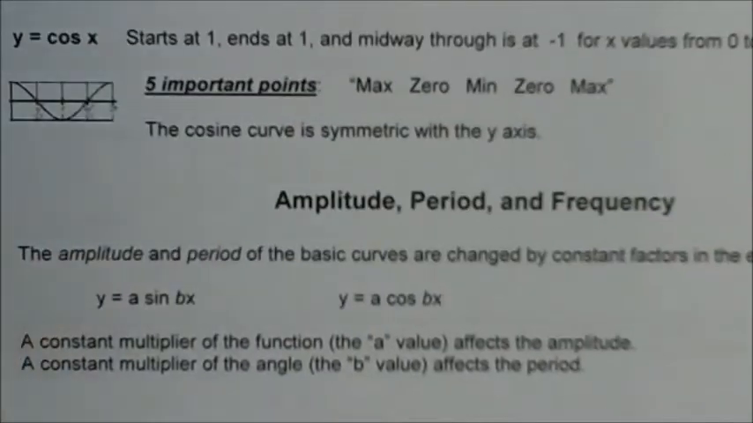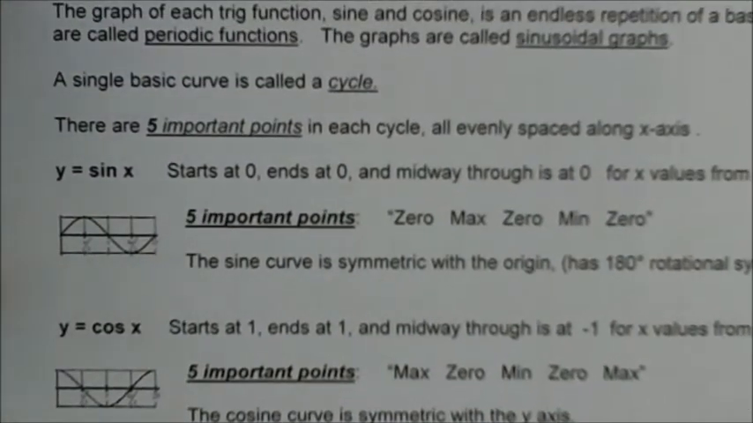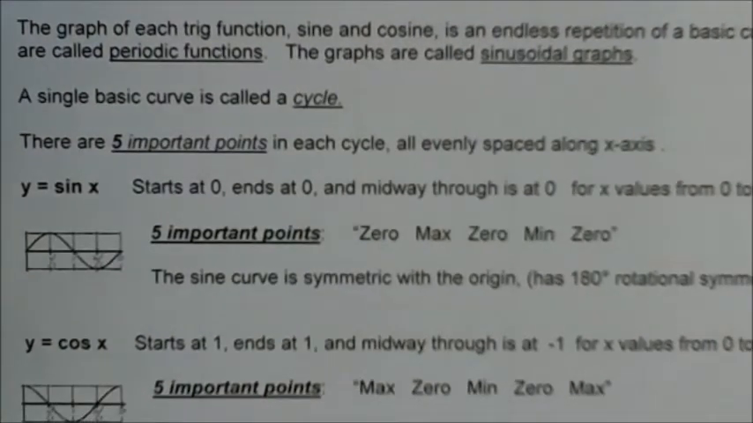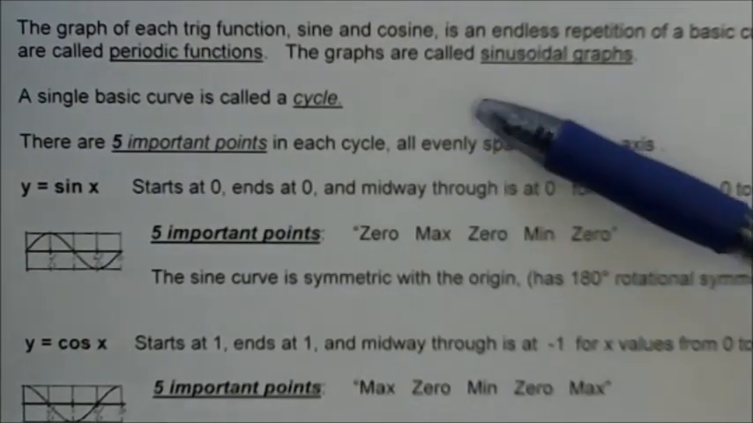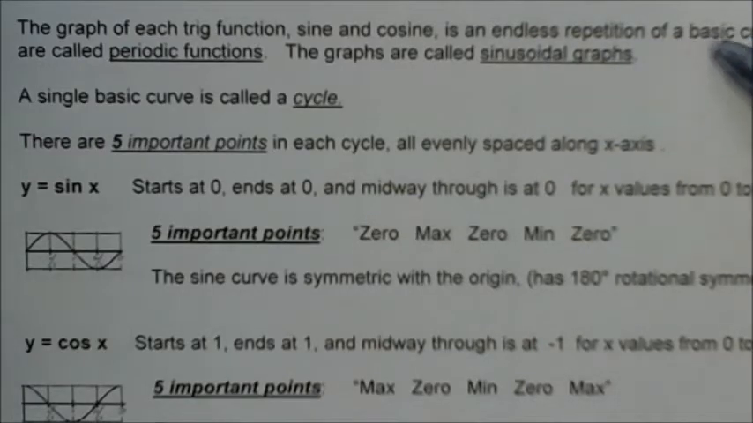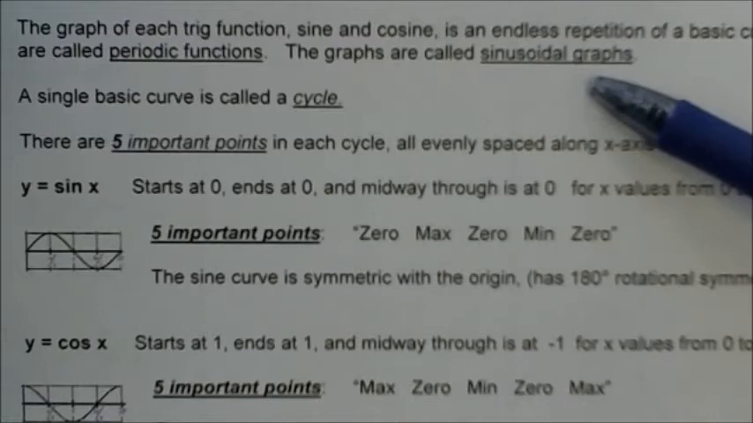Today we're on page 5 of our Chapter 11 notes packet, section 11.3. Basic graphs of sine and cosine functions. The graph of each trig function, sine and cosine, is an endless repetition of a basic curve, so it goes on forever. So the functions are called periodic functions, otherwise known as sinusoidal graphs.